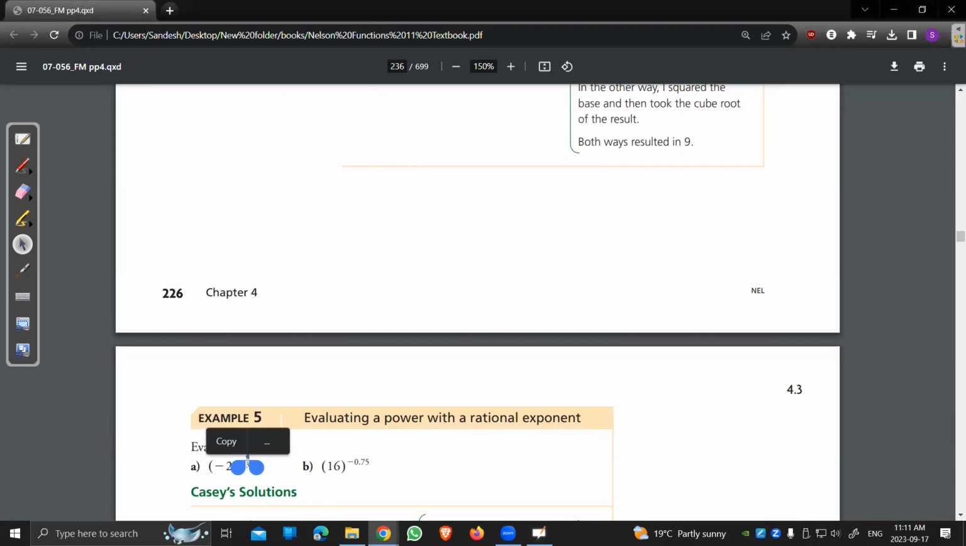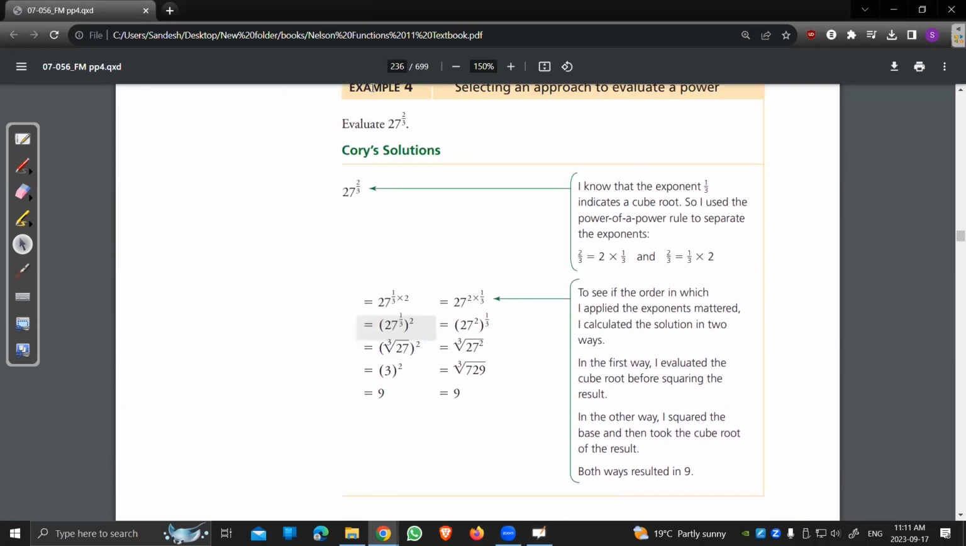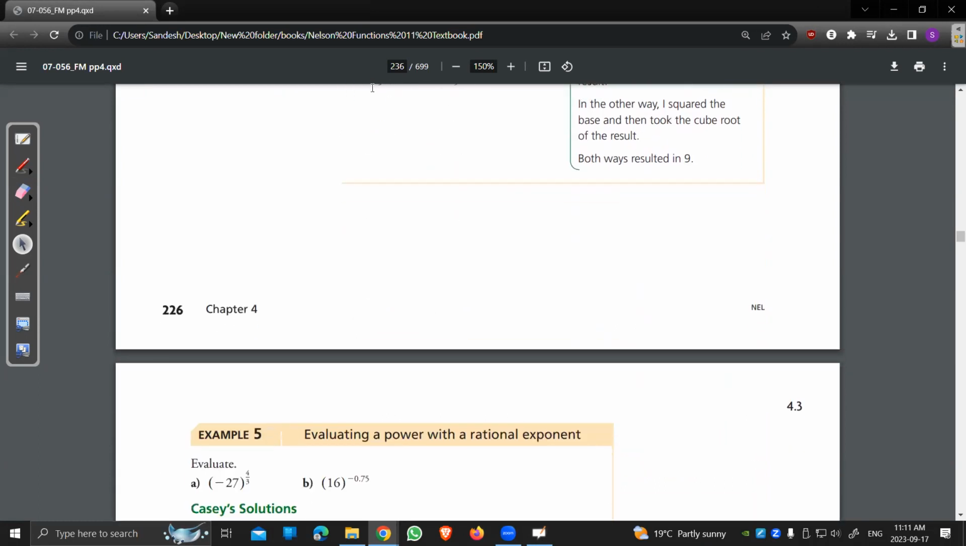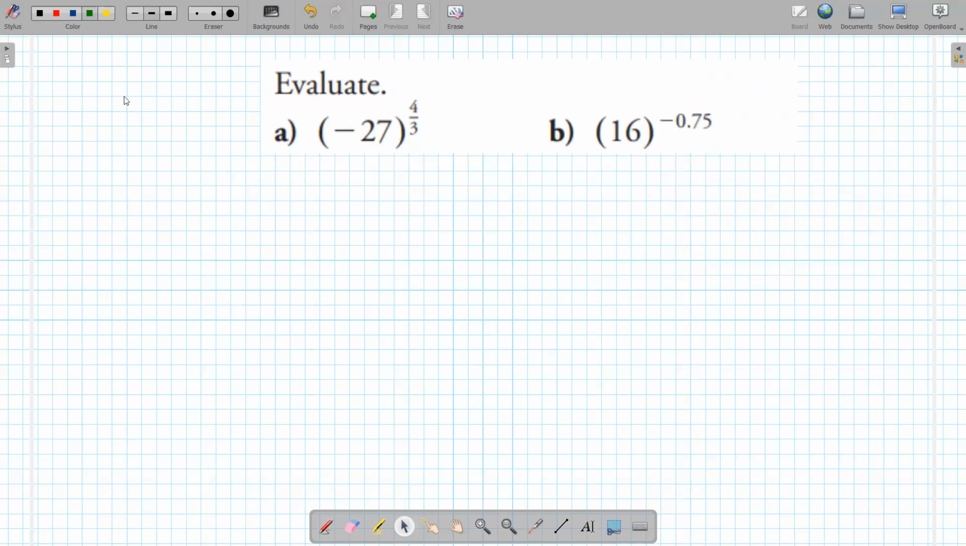These are called rational exponents. Again, I just want to emphasize this is the radical form. Rational exponents versus radical form. You can go from one to the other pretty easily. Let's look at this. Negative 27 to the power of 4 over 3. What do we do here?